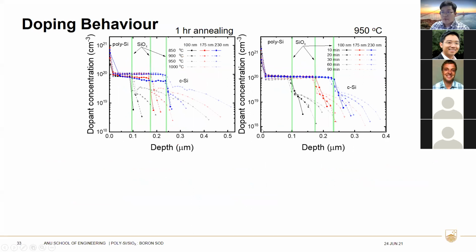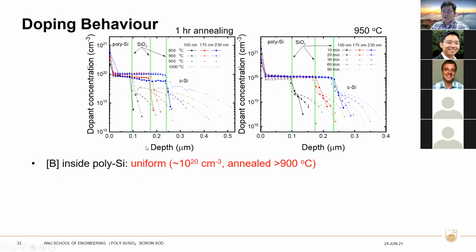Let's study the doping behavior. We also do the same for 1 hour annealing at different temperatures and annealing at 950 degrees for different time durations. We can see here the concentration of boron inside the polysilicon films is quite uniform at around 10 to the 20 for the samples annealed above 900 degrees.